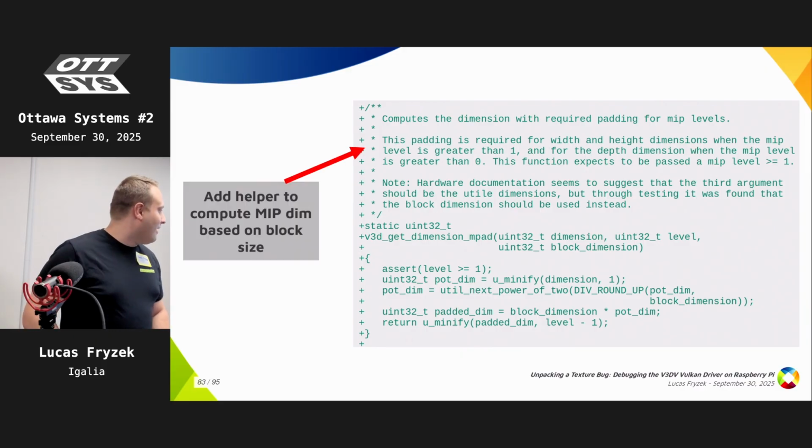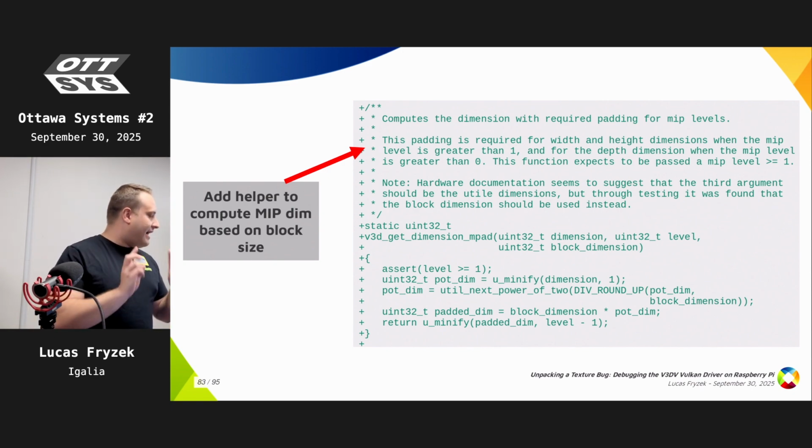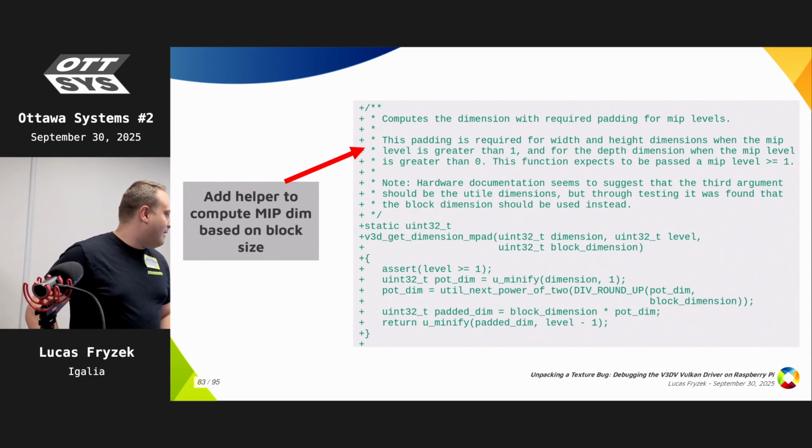We can write a helper to actually calculate the MIP dimensions based on the block size. And this is similar to the code we saw before, where it's going to minify the original dimension, but then before it gets the next power of 2, we're actually going to convert it to block size. We'll have this div roundup function, which is going to divide by the block size, and whatever value we get, we'll round up, and then we get the next power of 2 dimension based on that.